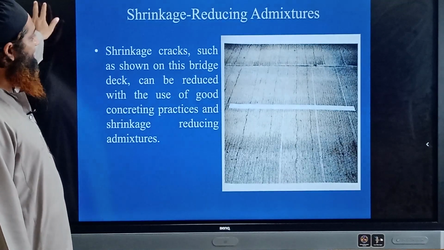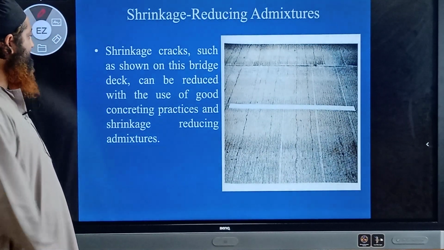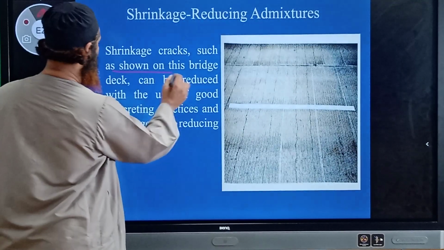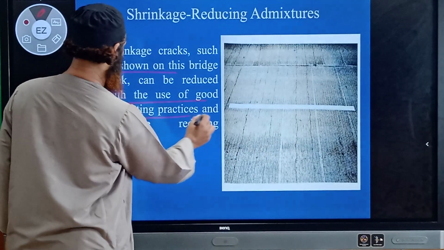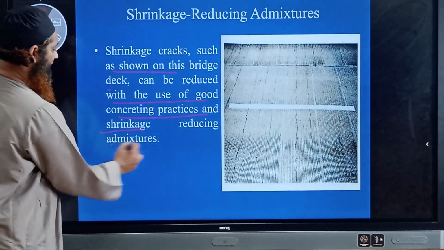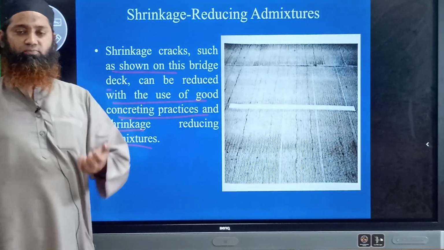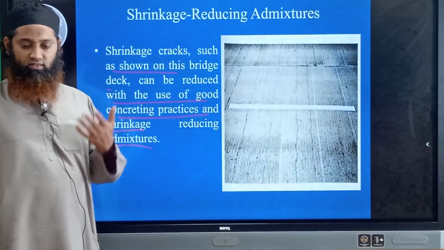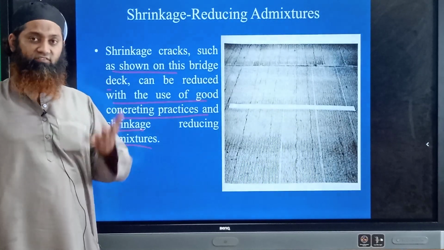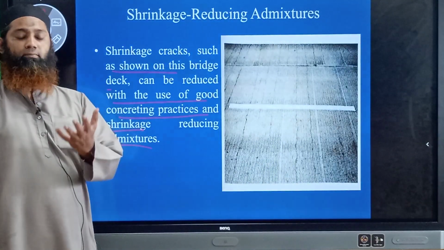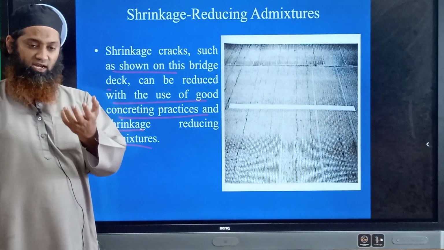You can see shrinkage reducing admixtures. What happens? Shrinkage cracks such as shown on this bridge deck can be reduced with the use of good concreting practices and shrinkage reducing admixtures. What happens? There is shrinkage in concrete also. Shrinkage takes place in concrete because of the climatic conditions, where the climate is very hot, then the water evaporates. There is some shrinkage action happening in that concrete.